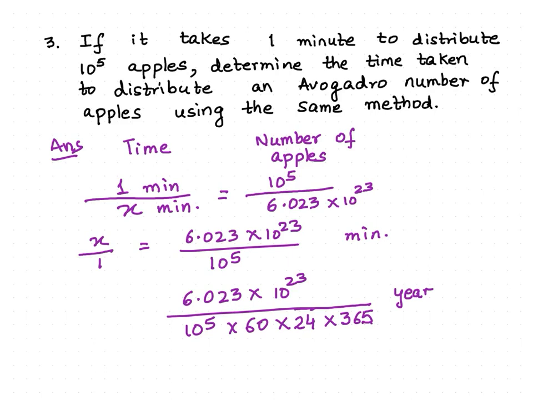Can you give me the answer, how much you get? Now according to my calculation, it is 1.146 into 10 to the power 13 years, because we are talking about an Avogadro number of apples. So imagine how big that number is. Got it? Good going so far? Ready for the next numerical?